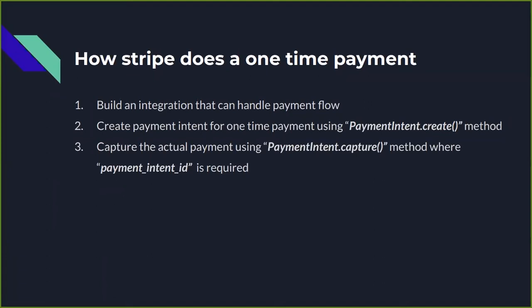If we do not set confirm equals to true, it is false by default, which means that we create the payment intent object, but our payment goes into the pending state. So to capture the actual payment, we use the payment intent dot capture method with the payment intent id.